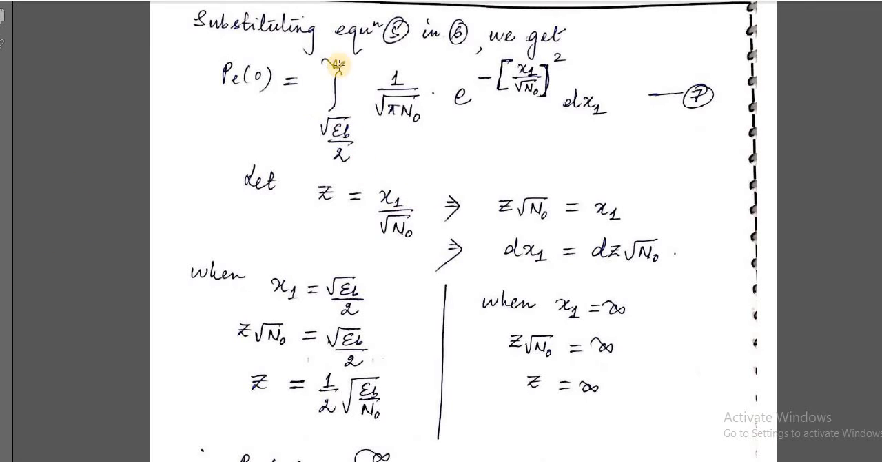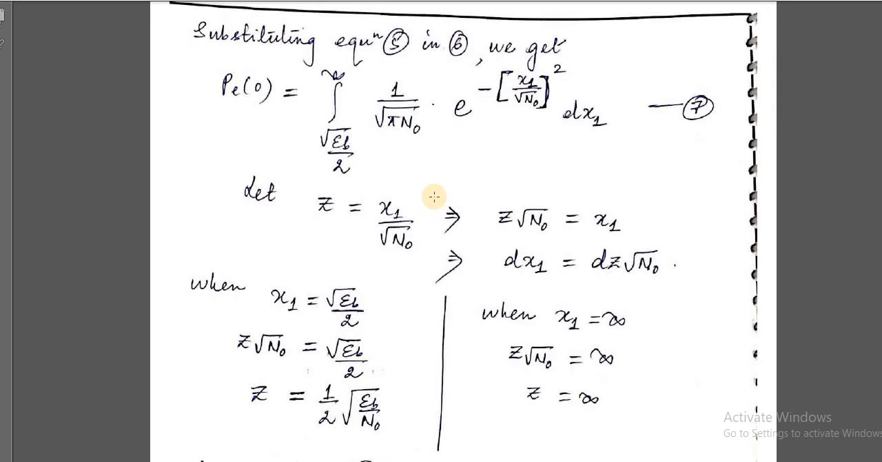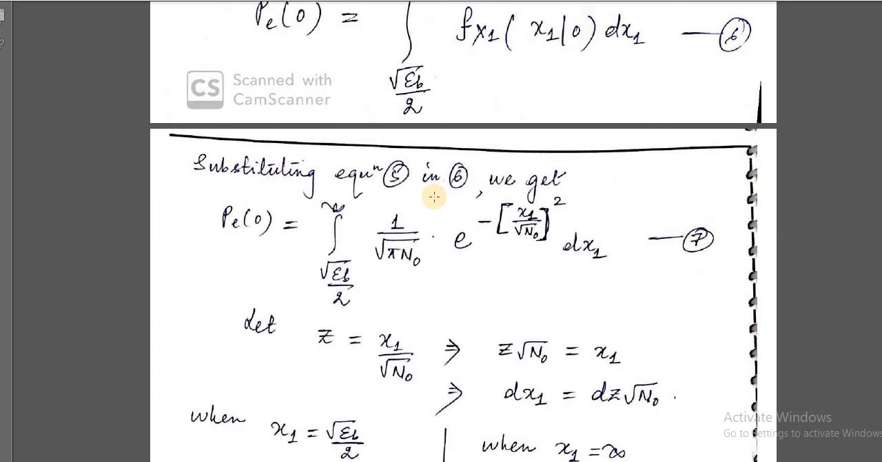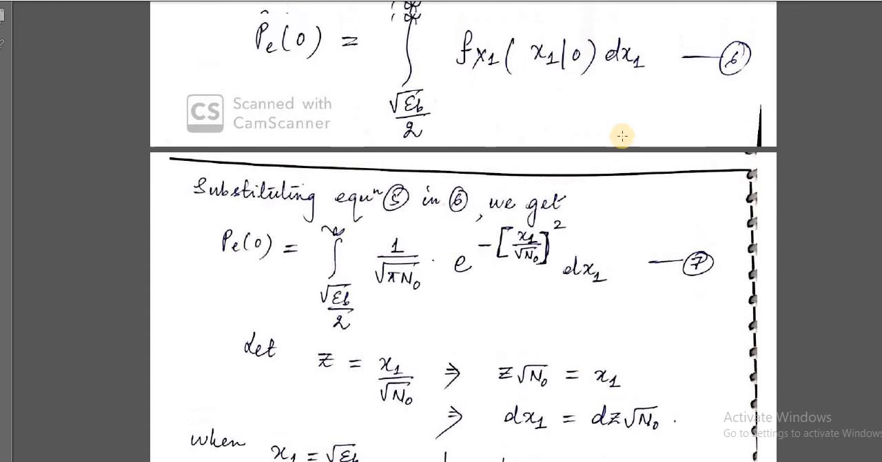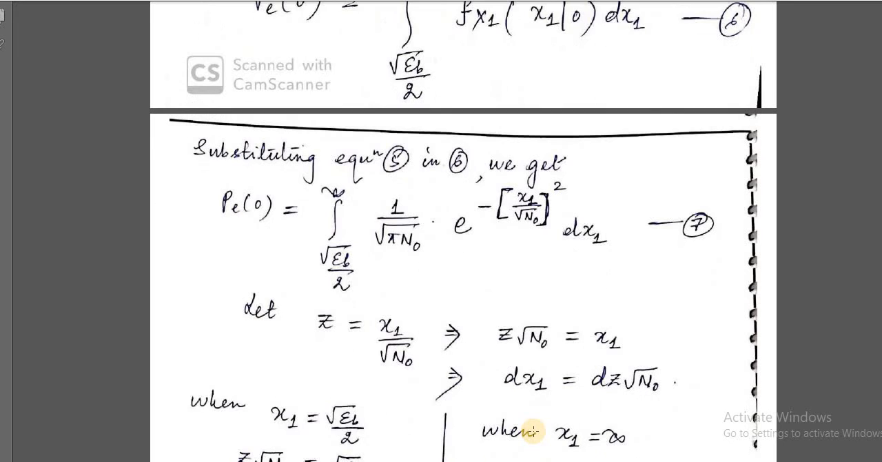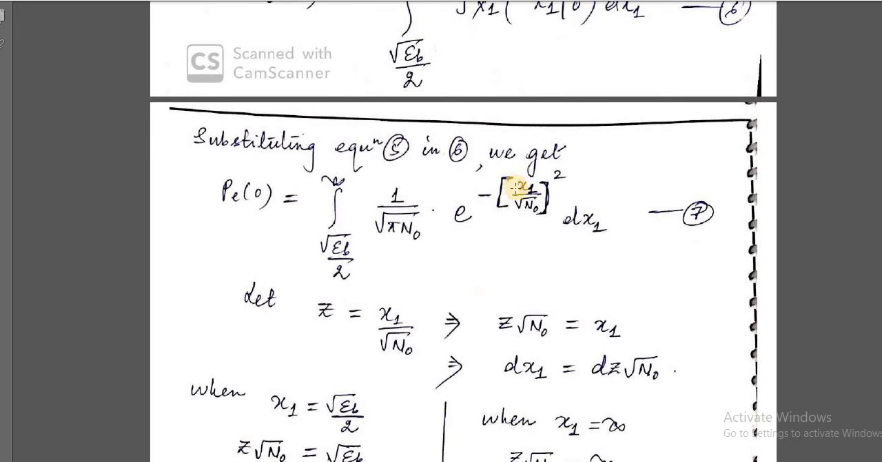So P of 0 is equal to, limit remains the same, integration 1 divided by root of pi into N naught, e to the power. I can just rearrange this and write like this. If you look at this expression, 1 divided by root of pi N naught e to the power minus x1 square divided by N naught can be written as x1 divided by root N naught whole square. So that's what is done here. So e to the power minus of x1 divided by root N naught whole square dx1.